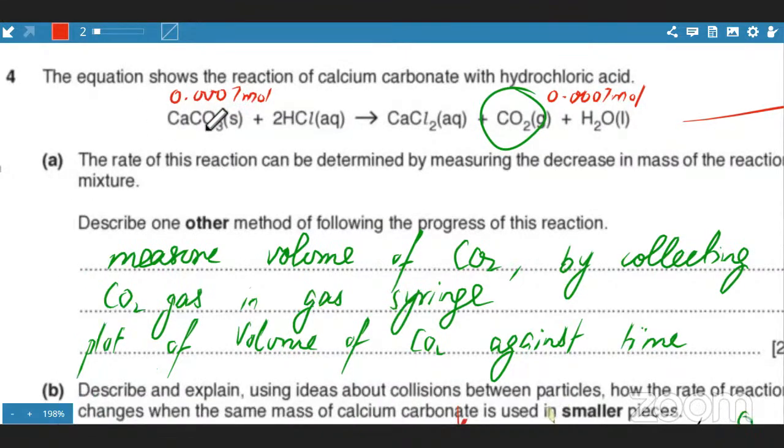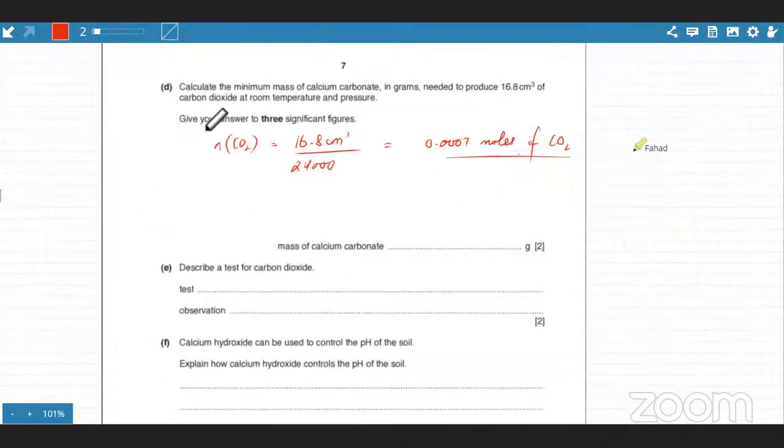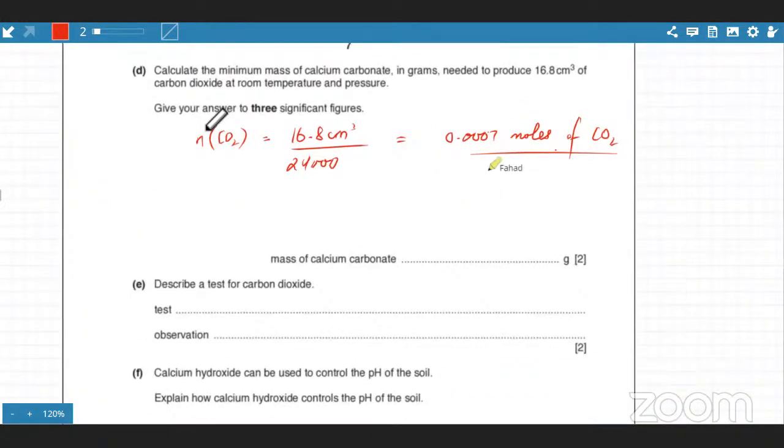So let's head back to our moles part. So the moles of calcium carbonate are going to be equal to the moles of carbon dioxide because the ratio is the same. So it's 0.0007 moles. What do we do next? They were asking for the minimum mass. So if they're asking for the mass, what's the formula for mass? Mass is moles multiplied by Mr.